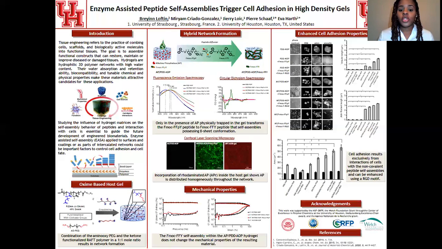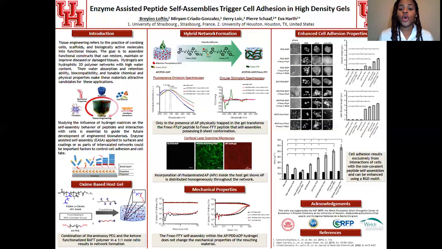And so to conclude this work, we found that one, the mechanical stability of the network is provided solely by the host gel, and the cellular activity or cellular adhesion properties of the network is governed exclusively by the self-assembly of the peptides within the host gel.